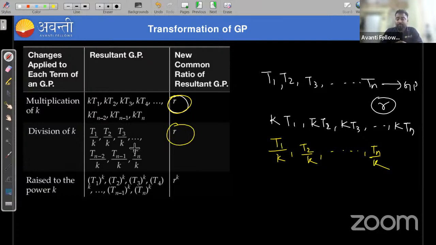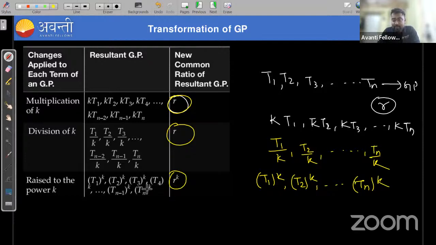But when we are raising all the terms to a power constant K, suppose T1, T2, T3 up to Tn are all in GP, and we raise all the terms to the power K, that is T1 to the power K, T2 to the power K, up to Tn to the power K, then the common ratio will change from R to R to the power K. Is that clear to everyone?